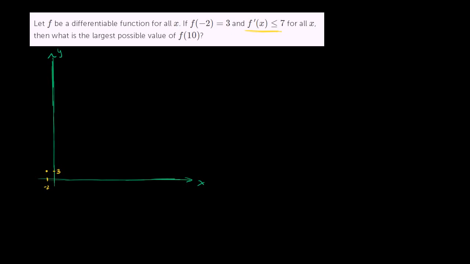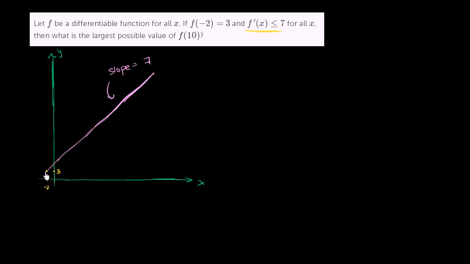So the fastest growing function here would be a line that has a slope exactly equal to 7. Obviously I'm not drawing this to scale. Visually, this looks more like a slope of 1, but we'll just assume this is a slope of 7, because the x and y are not at the same scale. So slope is equal to 7.